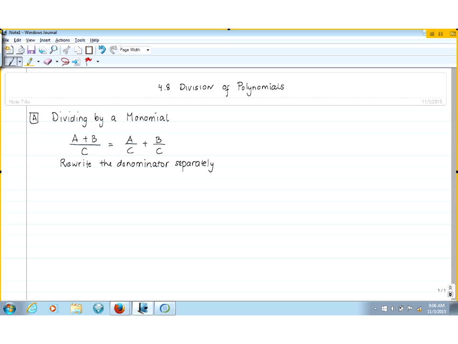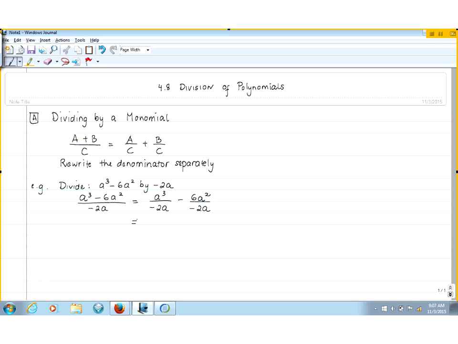Alright. That's it. So for example, if I want to divide a cubed minus 6a squared by negative 2a, what would you do here? Well, we will have a cubed minus 6a squared divided by negative 2a. So let's write the denominator separately. How are we going to write it? A cubed divided by negative 2a minus 6a squared divided by negative 2a.